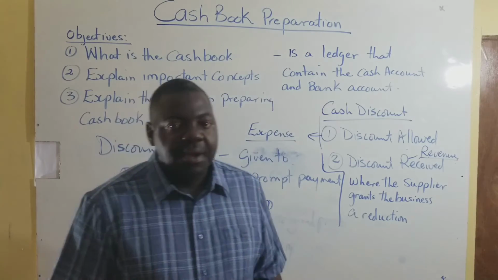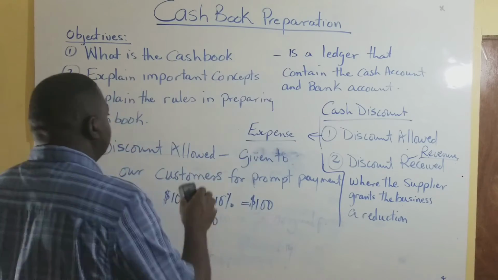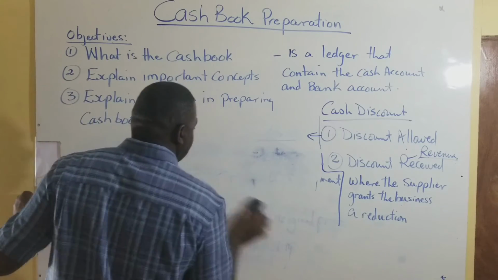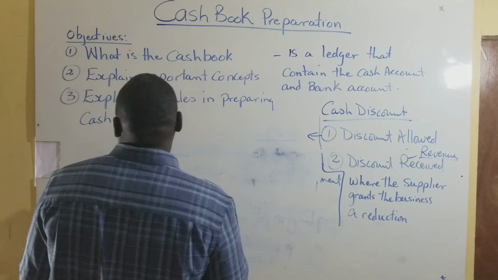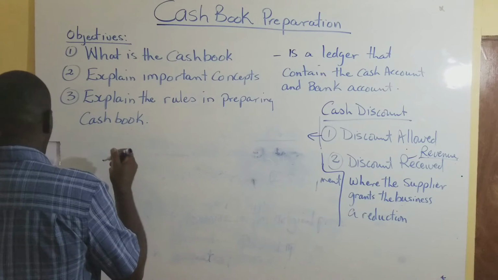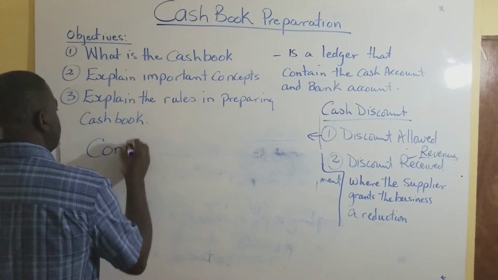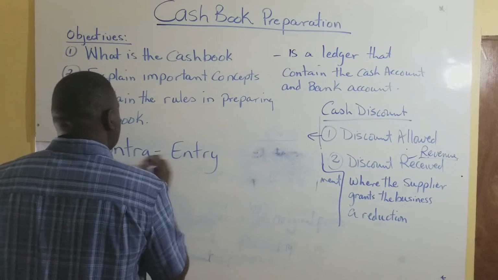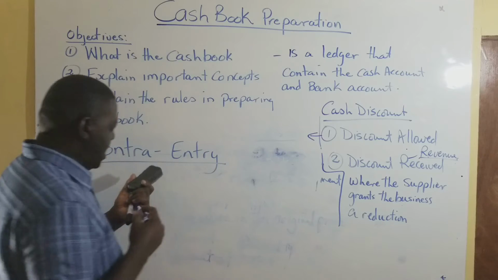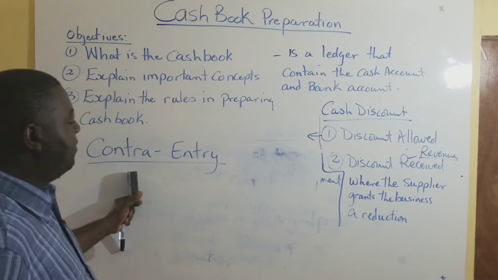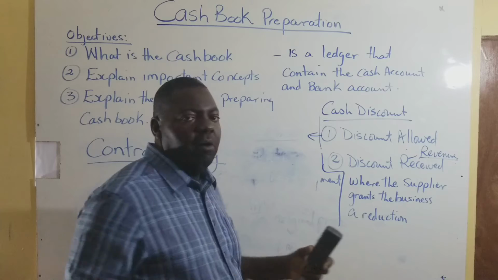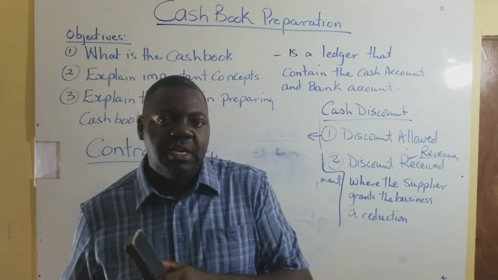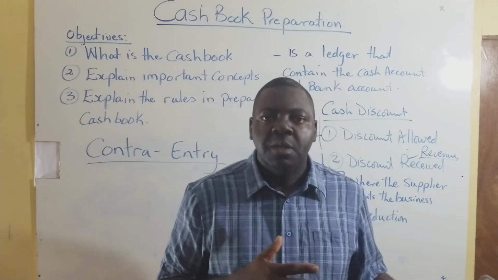All right, there's another concept that I'd like us to look at, right? And that has to do with contra entry that comes in cashbook. Refer to it as contra entry. And you may say, but what is this? Contra entry. Really, this concept comes out of the idea of the movement of money between the cash and the bank. The movement of money.